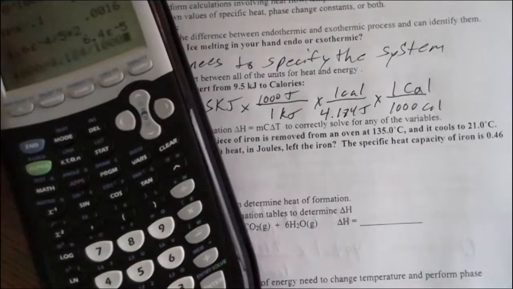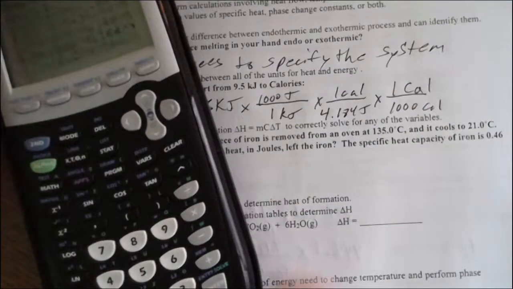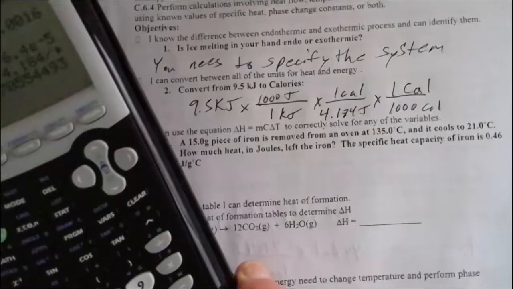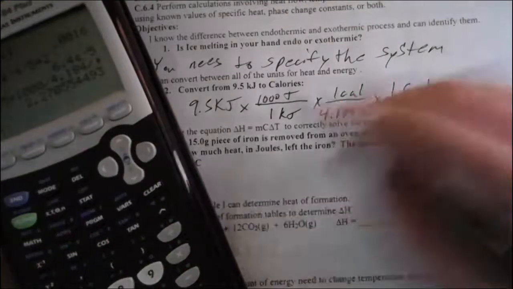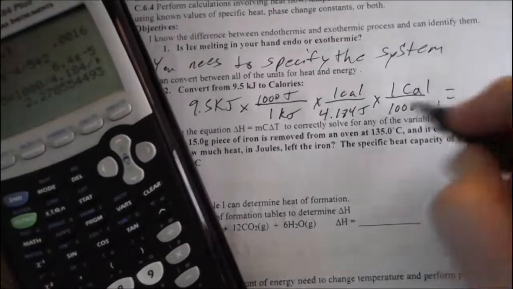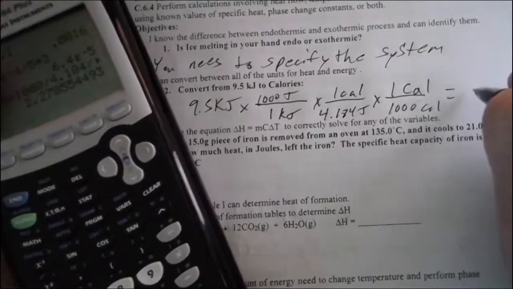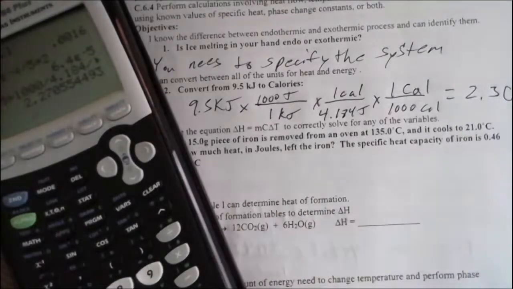If it's on top, we multiply. If it's on bottom, we divide. 9.5 times 1,000 divided by 4.184 divided by 1,000. If you wanted to, you could have sat there and taken the 1,000 and 1,000 and canceled them out. 2 significant digits means we get 2.3 uppercase calories.